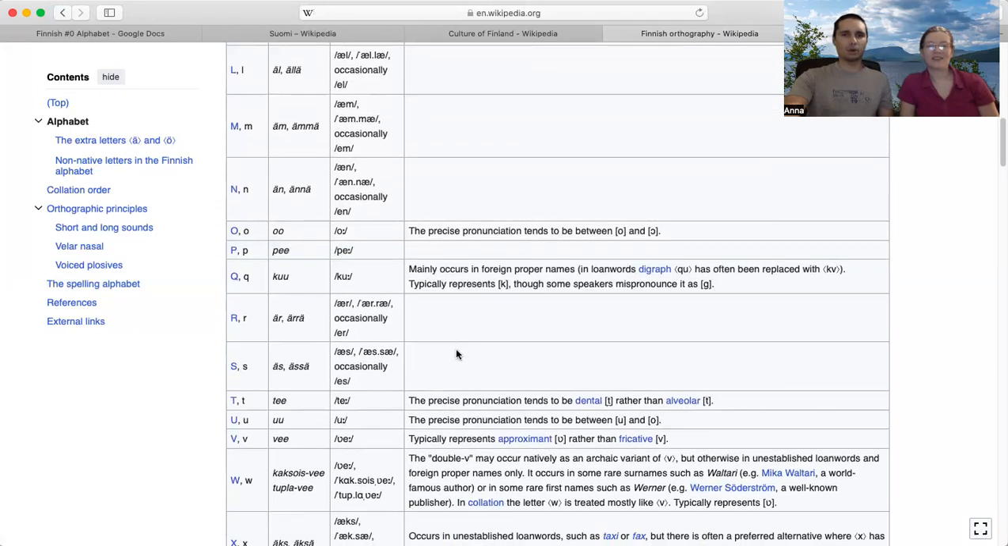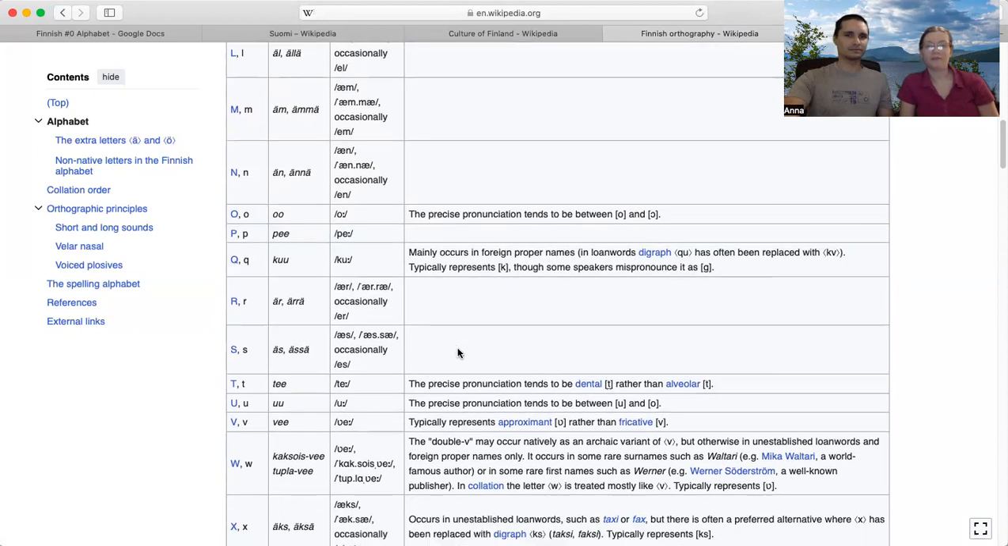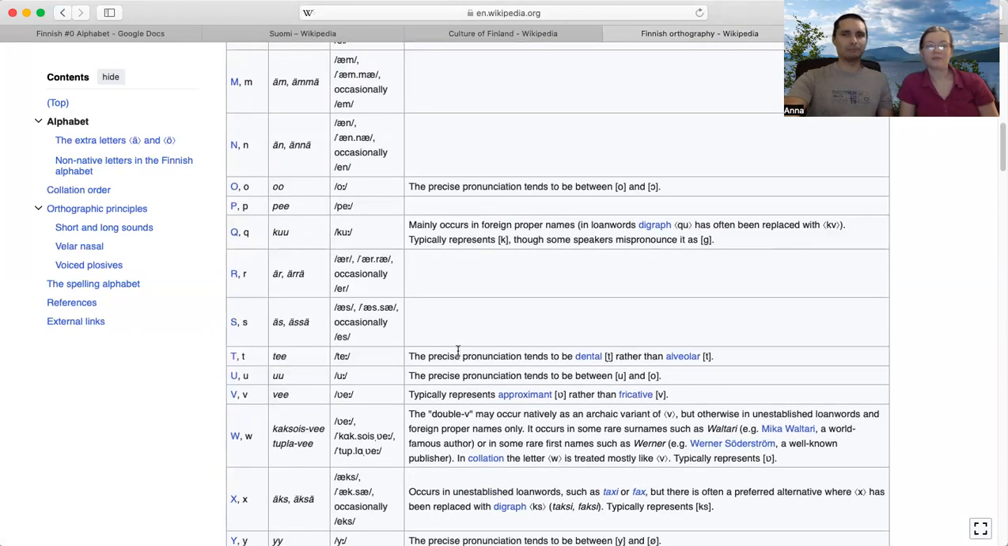O. Just no diphthongs here. It's just O. P.